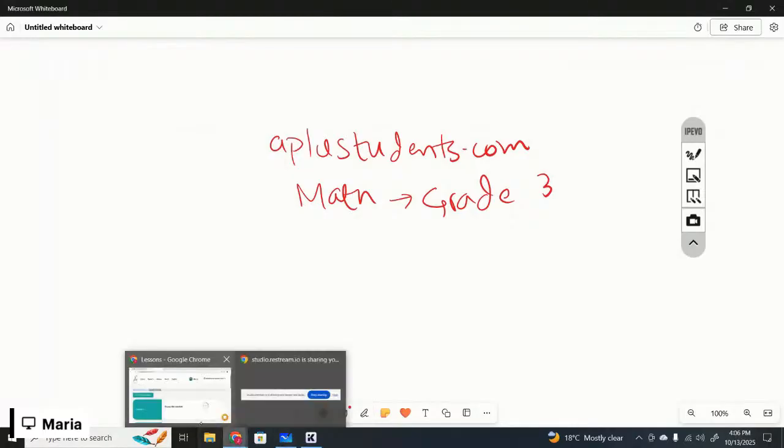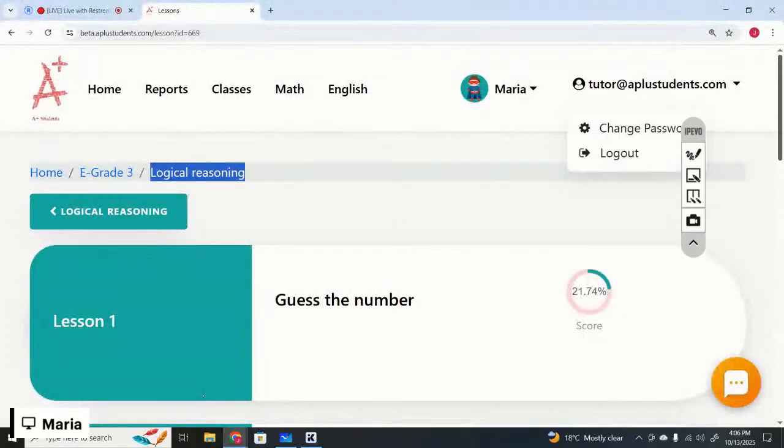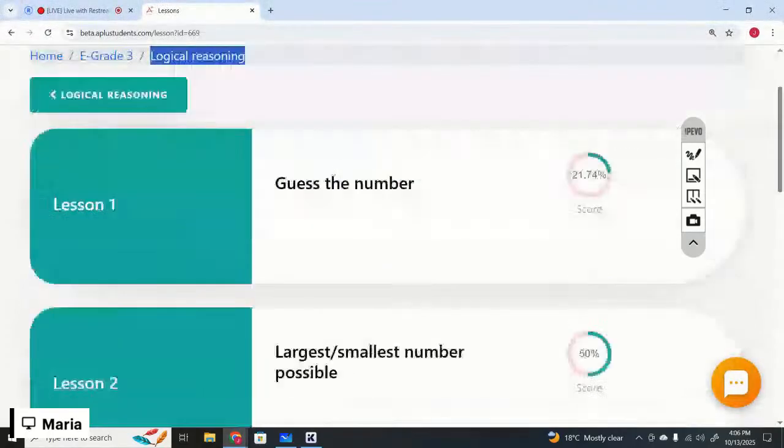So there you can find a list of the chapters. We'll start with the chapter logical reasoning. Let's just start with the first lesson, that is guess the number.